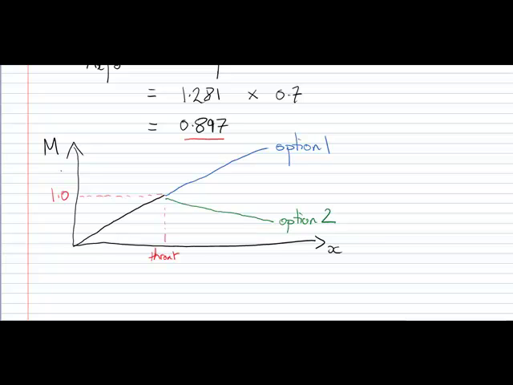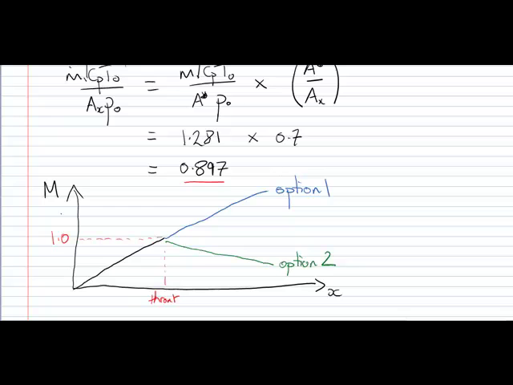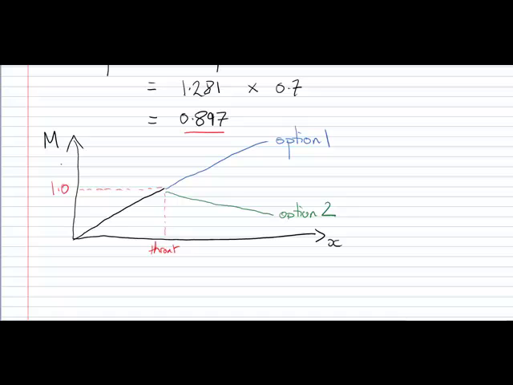Now, to find out the behavior of the flow under option 1, we simply scroll down through our compressible flow tables until we find m dot root cp T0 over A p0 equal to 0.897. And what we find is that option 1 corresponds to Mx equals 1.79, and if we scroll horizontally across the compressible flow tables, we will find that p over p0 in that case is equal to 0.177.